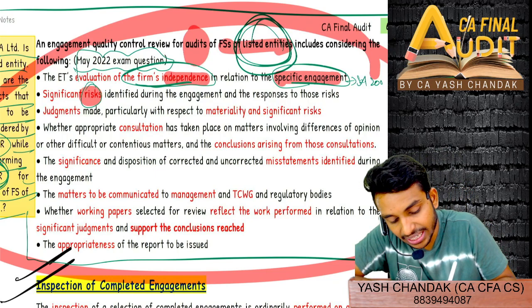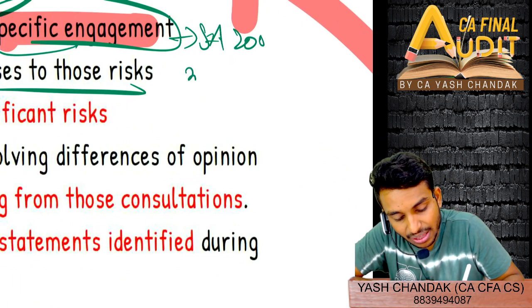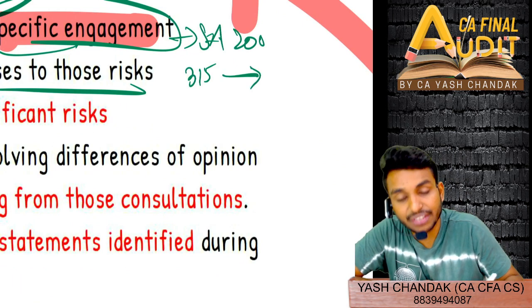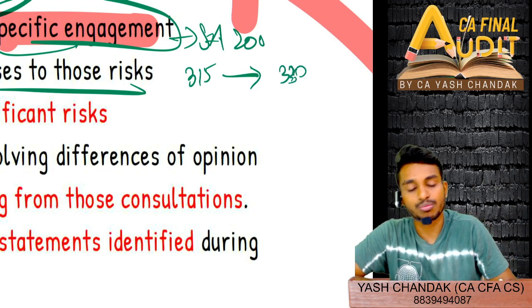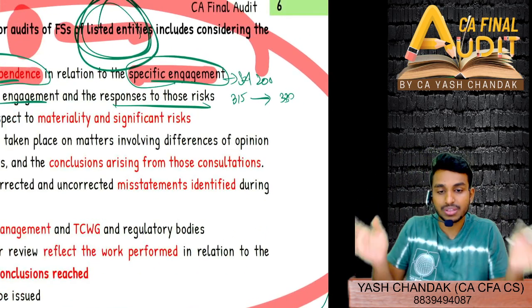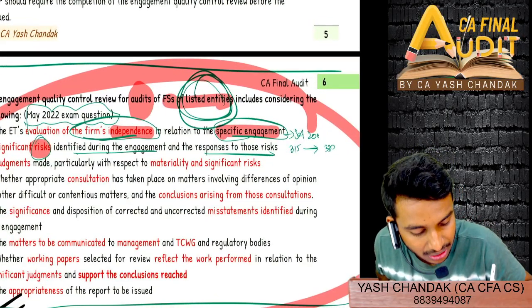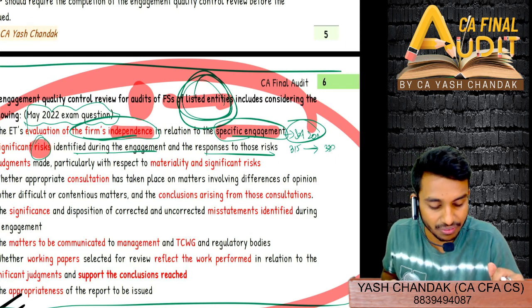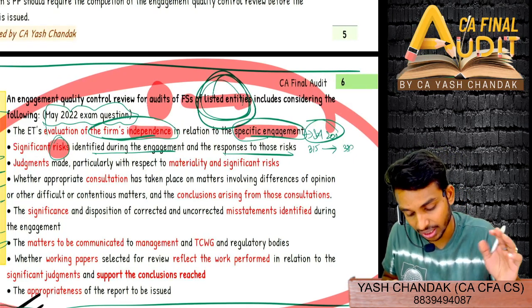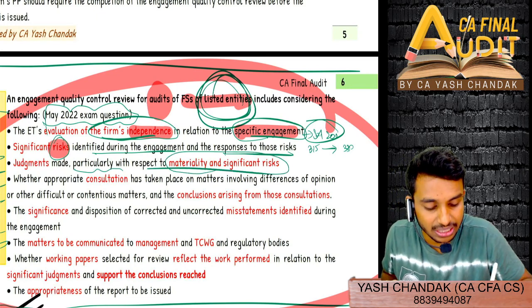Then significant risk identified during the engagement and response to those risks. So we identify inherent risk in SA 315 and identified risks are responded to in SA 330. Once we go through all the standards, then you will be able to quickly mug up this answer, because it is more or less relating to all the standards on auditing that we follow. So SA 200 and then SA 315, 330. Then judgments made with respect to, particularly with respect to materiality and significant risk.